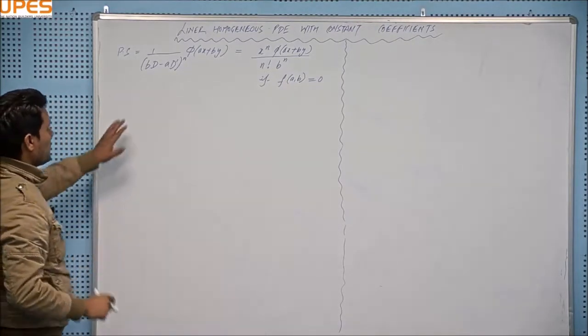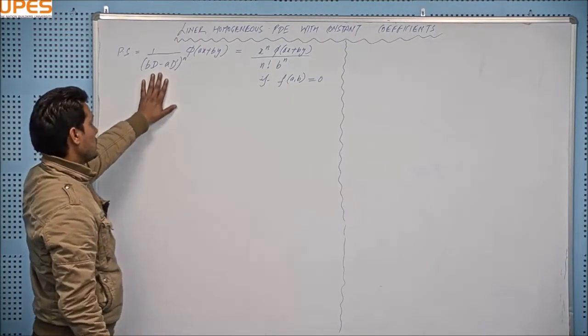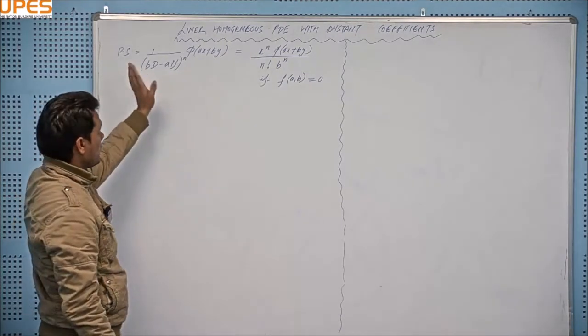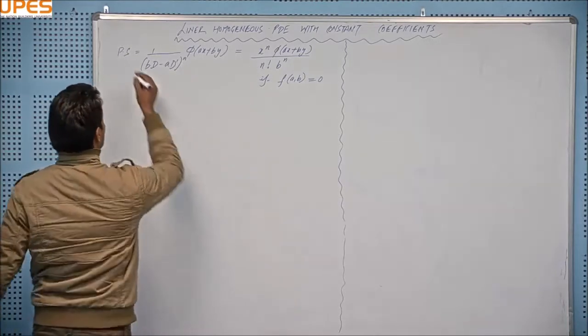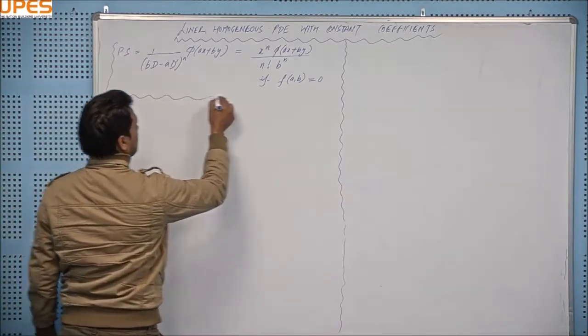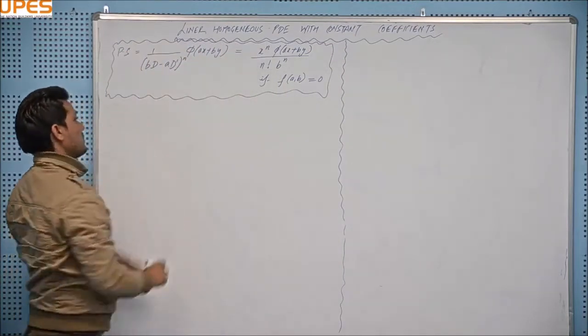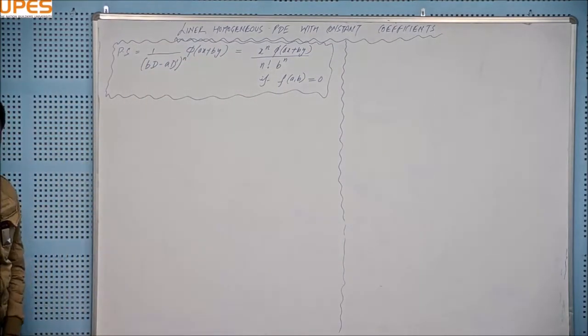So when the denominator goes to 0, by substituting D equal to small a and D' equal to small b, then we use this result. We have done its proof. In this video we will be discussing problems based on this formula.